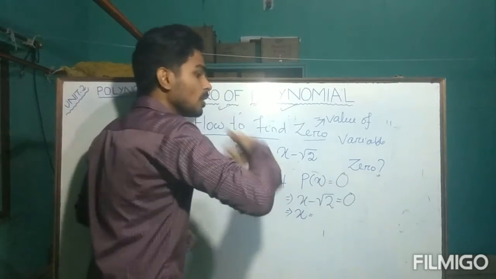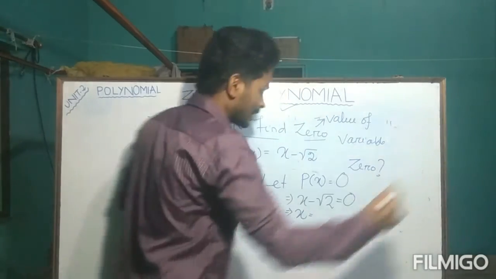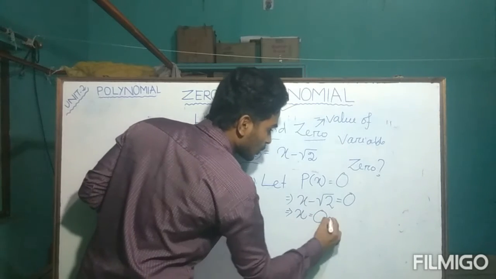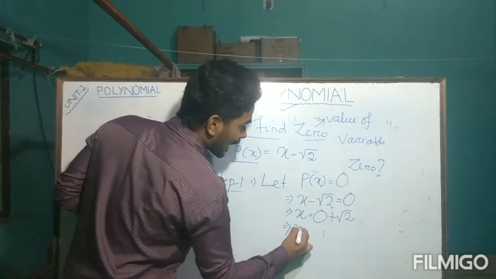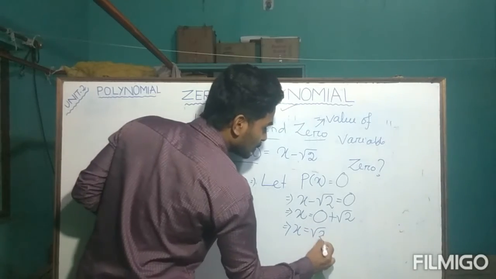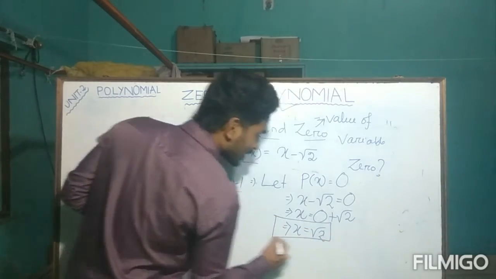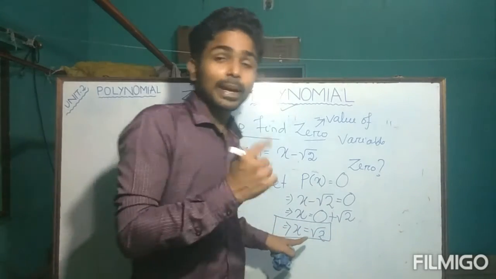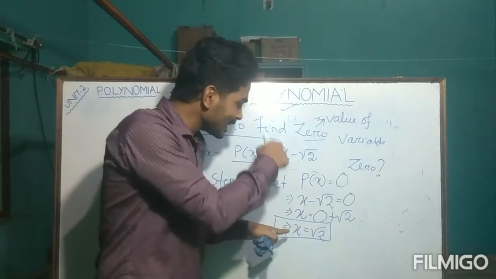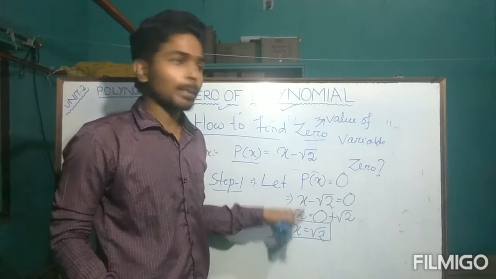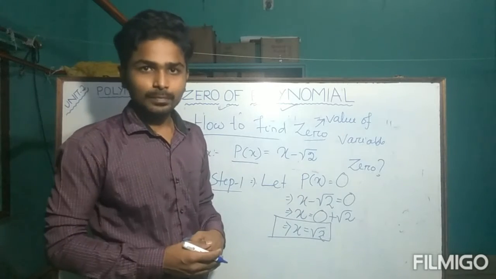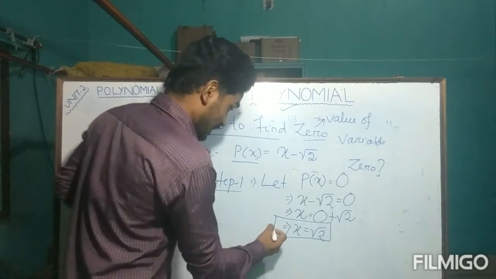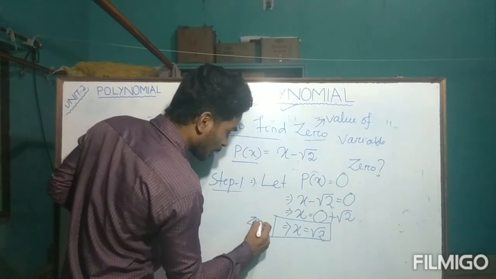So minus root 2 goes to the right side. It will be 0 plus root 2, which implies x is equal to root 2. This is our target, to find the 0, or the value of x. So we can easily calculate the value of x by putting the value of p of x to be 0. Okay, so this is the 0 of a polynomial.